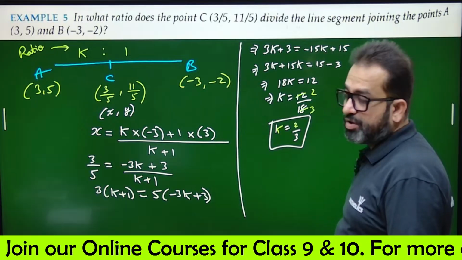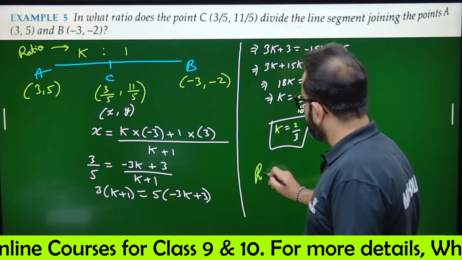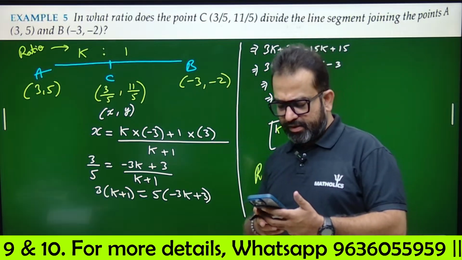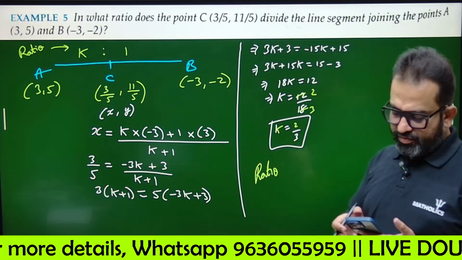So the required ratio is not 2 by 3. What will be the required ratio? Write down in the comments. Let's see who is awake and who's sleeping in the class.